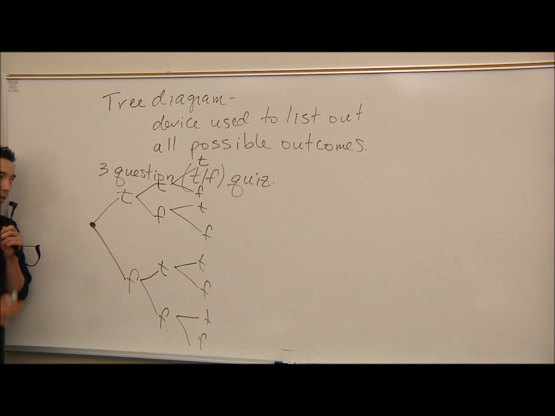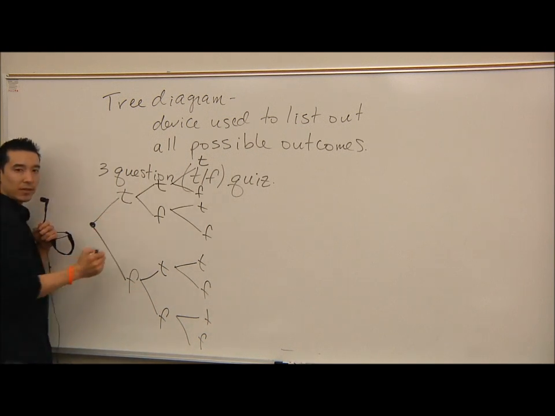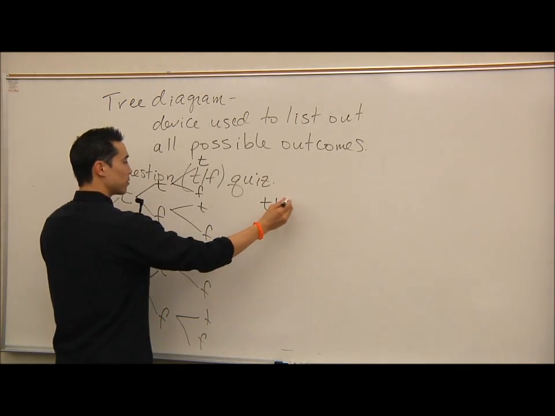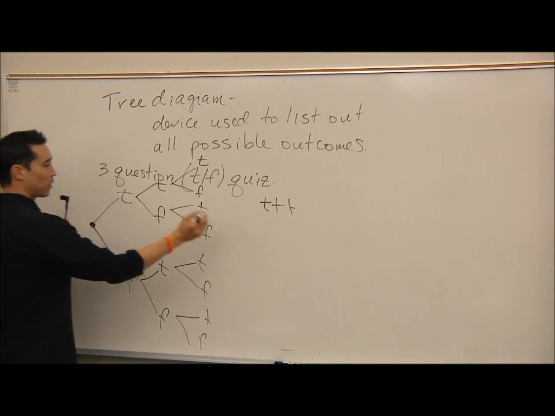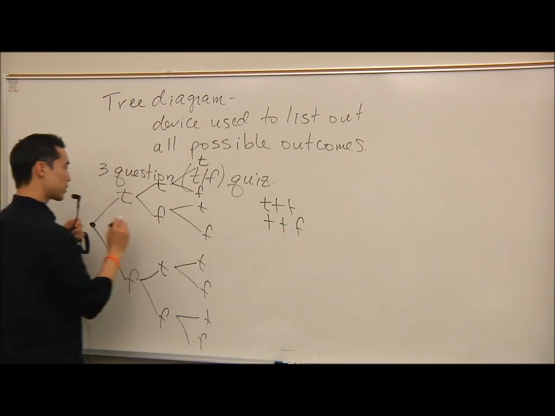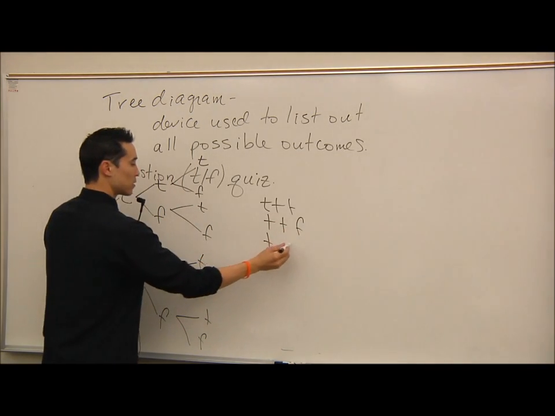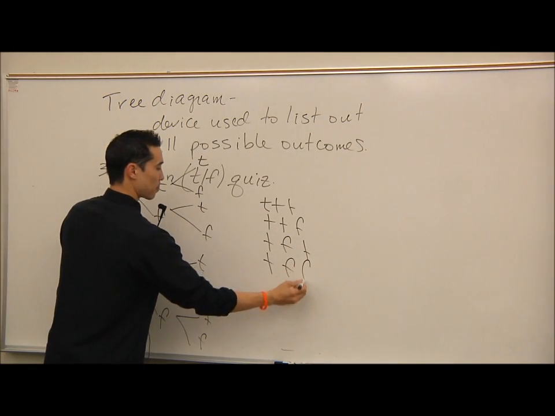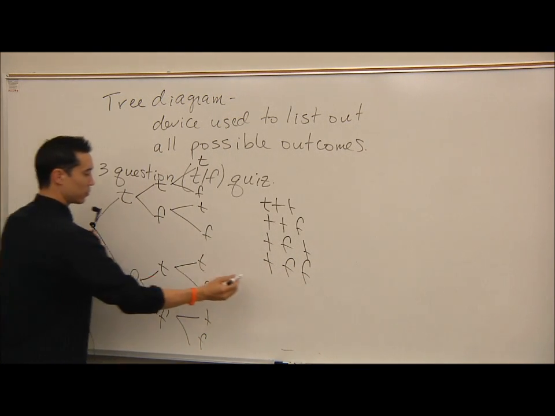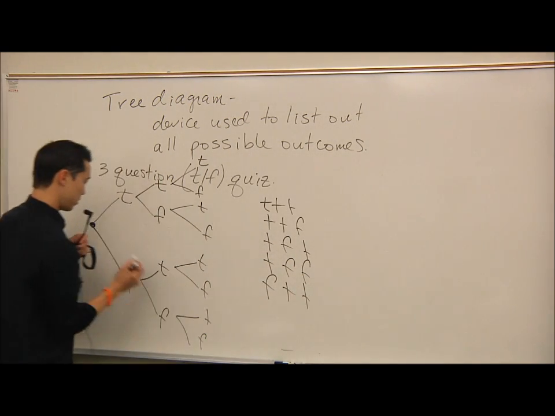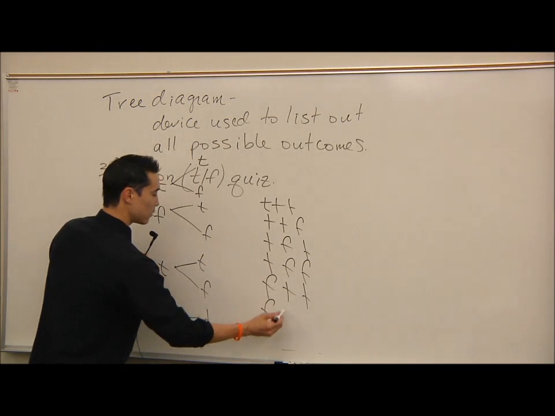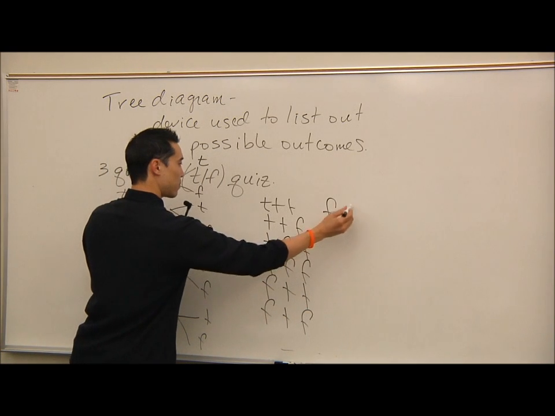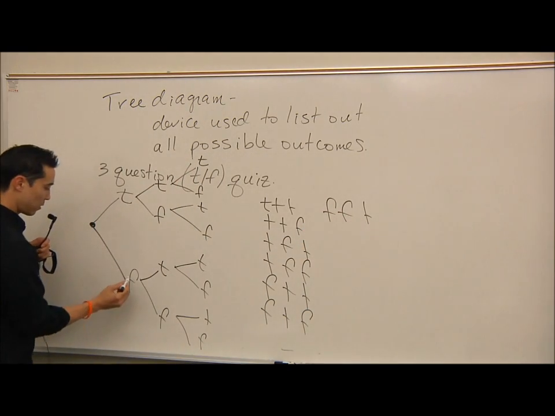Now, to develop the answer keys or write those down, you just have to make sure you go down every single branch. Okay, so if I go down the top branch of the tree, you get true, true, true. Then the next one, true, true, false. Then the next branch, true, false, true. So it's a systematic way of listing out everything. Then true, false, false. False, true, true. False, true, false. False, false, true. And then finally false, false, false.